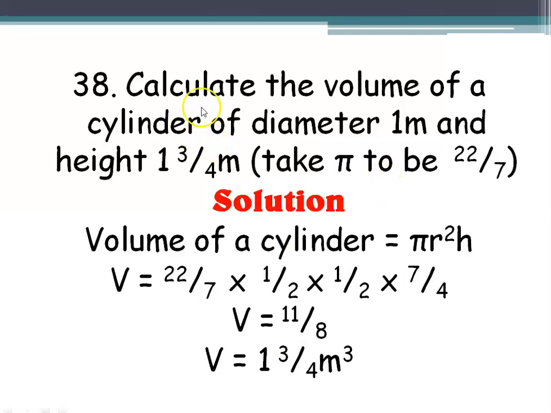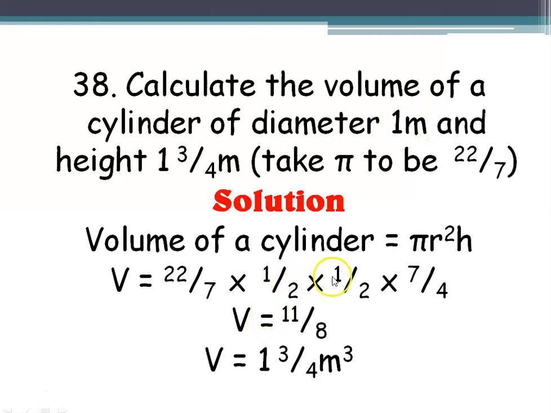Question 38. Calculate the volume of a cylinder of diameter 1 meter and height 1 and 3 over 4 meter. Take pi to be 22 over 7. So you need to know the formula for finding the volume of a cylinder, and that formula is pi r square h. Then I'll put the values of all of this into the equation. So V is equals to my pi is 22 over 7 times, okay, because the diameter is 1, the radius will be half of this, 1 over 2.